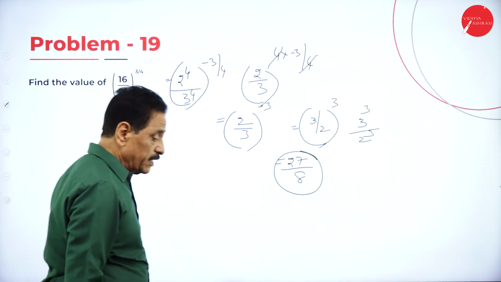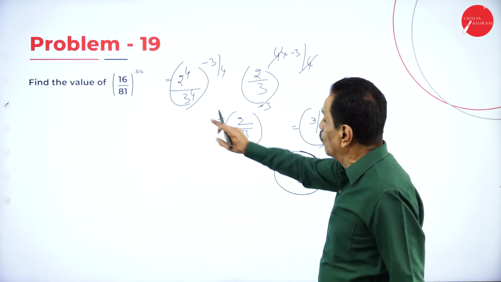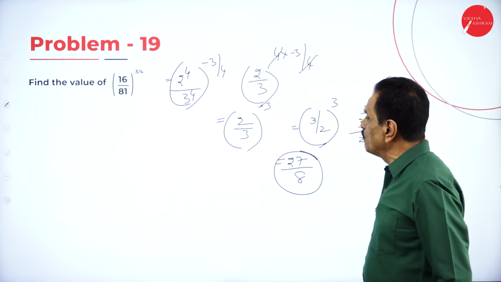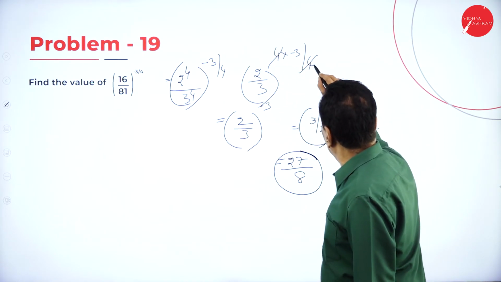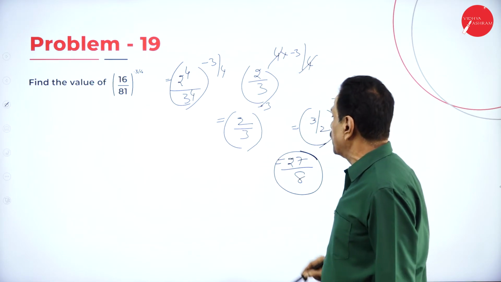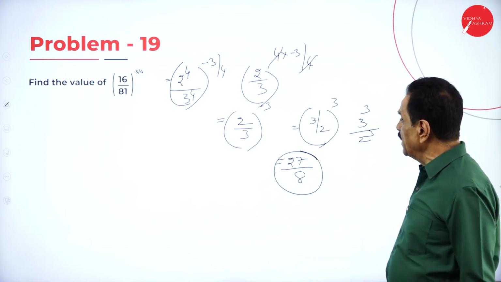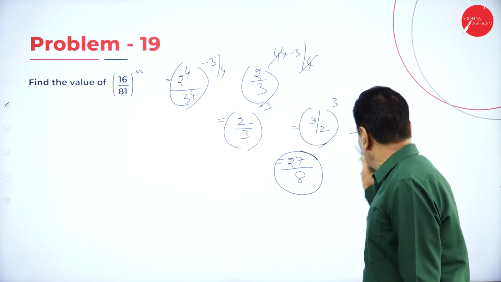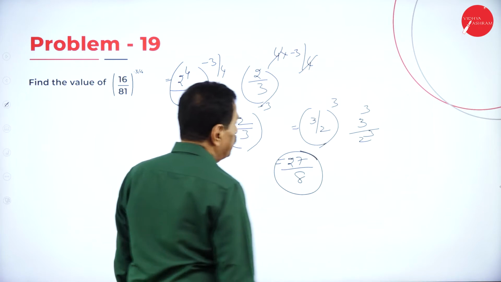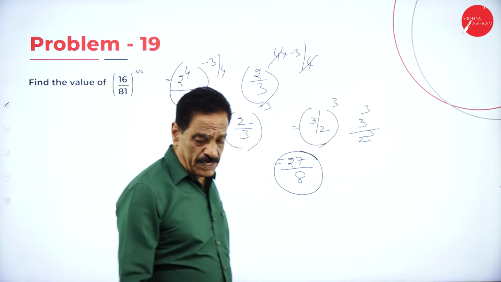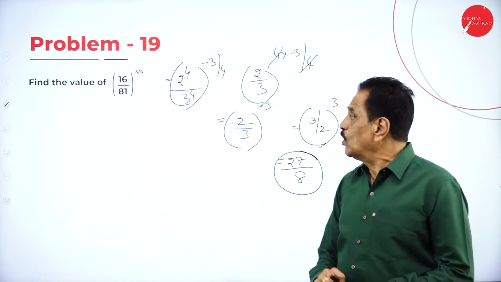See what I did now? 2 to the power of 4, 3 to the power of 4, to the power of minus 3 by 4, or 2 by 3 to the power of 4 into minus 3 by 4. This is nothing but 2 by 3 to the power of minus 3. Inverting, 3 by 2 to the power of 3, 3 to the power of 3 over 2 to the power of 3. 3 to the power of 3 is 27, 2 to the power of 3 is 8. We'll move on to the next problem.